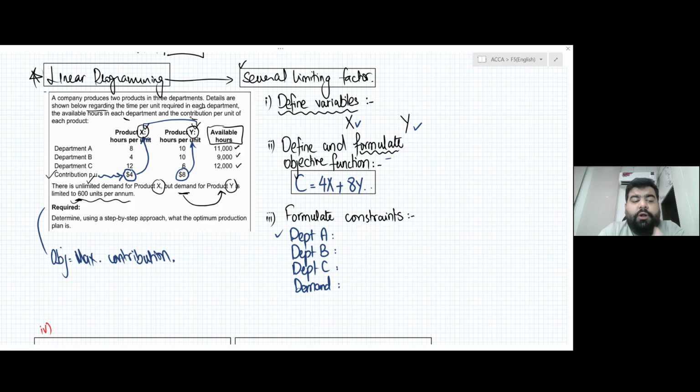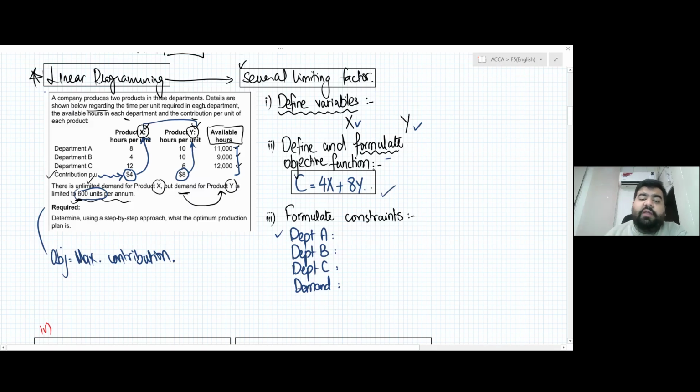The limiting factors will be more. Here you see that there are limits in these 3 departments, plus there is a limit in the demand as well. So there are 4 limiting factors. For limiting factors, there can be 4, 5, 6 and so on. But for the product, you will be given only two products in this scenario. So the formula I made is 4x plus 8y.